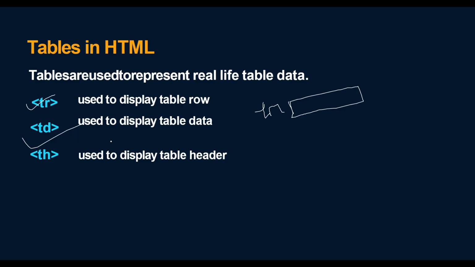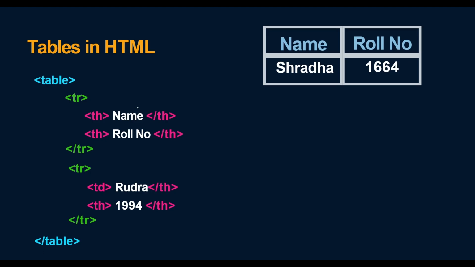th means, suppose I want to pass a heading of a table, then at that time I can use the th tag to display the table header. Let me revise: tr is used for table row, td for table data, and th for table header. So this is a very simple example.